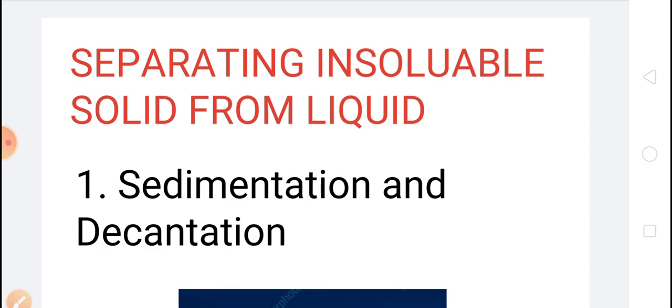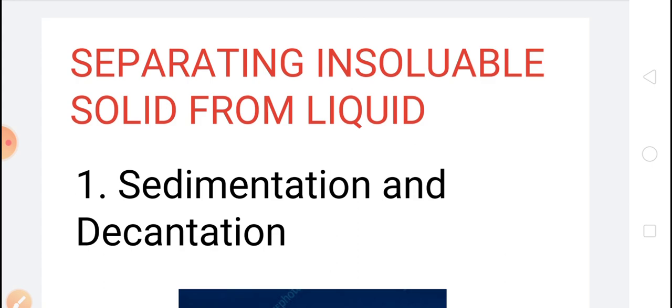Children, today we are going to study about some different methods of separating insoluble solid from liquids. There are two methods of separating insoluble solid from liquid, and these methods are sedimentation and decantation.